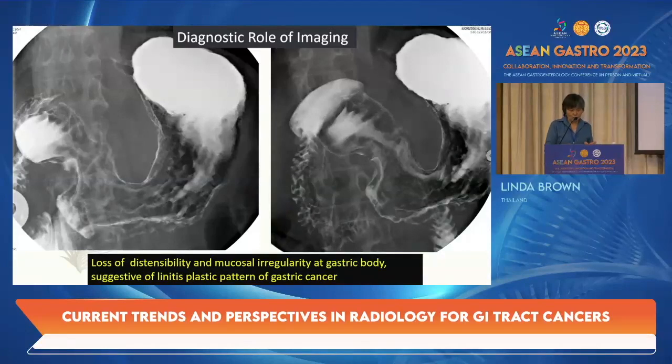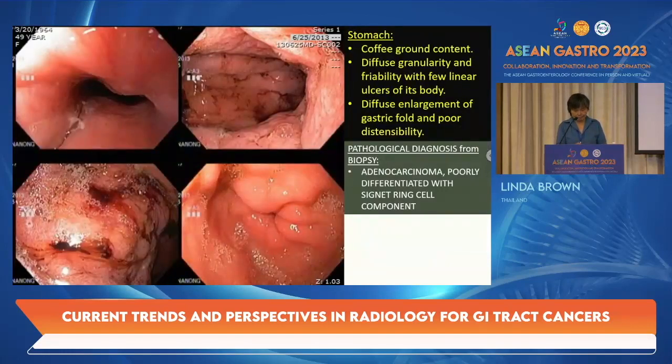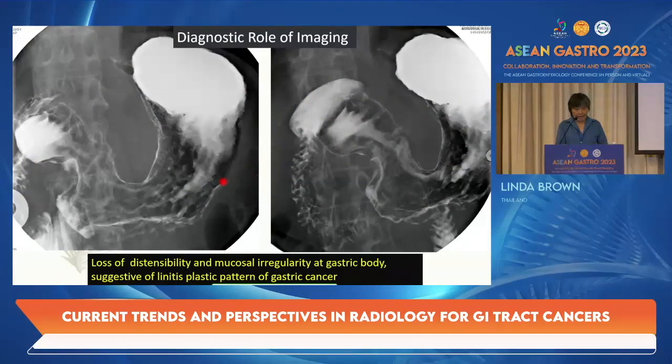But I will show you that the conventional barium study still has quite a nice role, because you can see nicely that this part of the stomach is poorly distended. This is the gastric body. And you can see that the mucosa is irregular, poor distension, irregularity of mucosa. Based on this finding, we can tell that this is probably a gastric cancer.